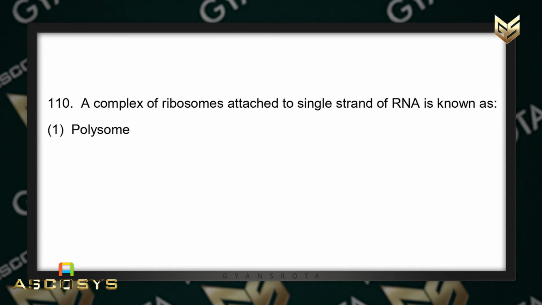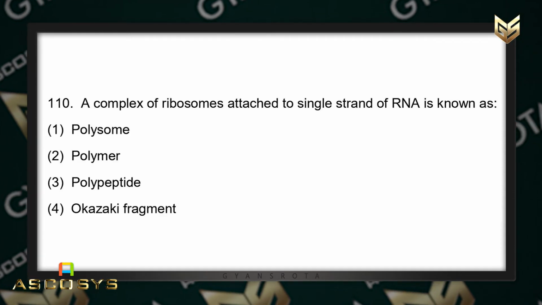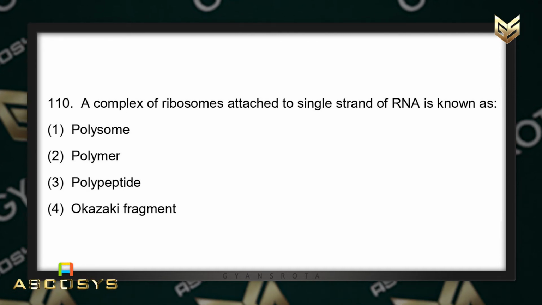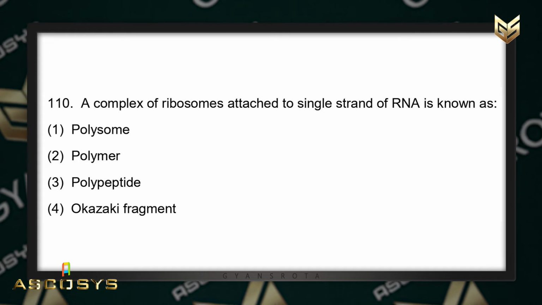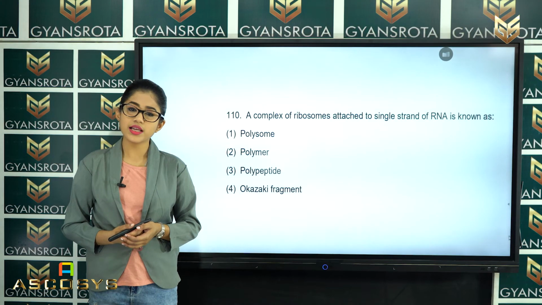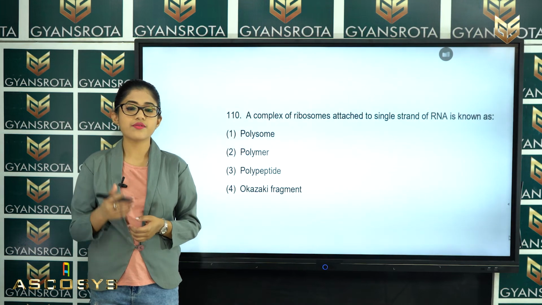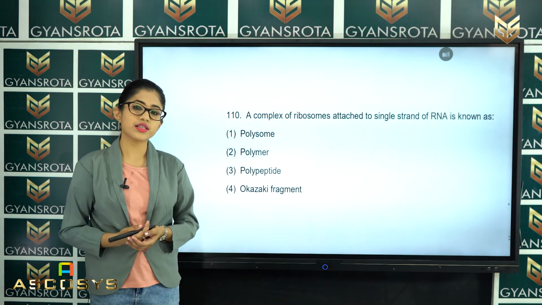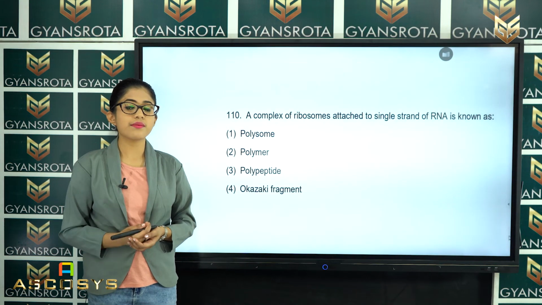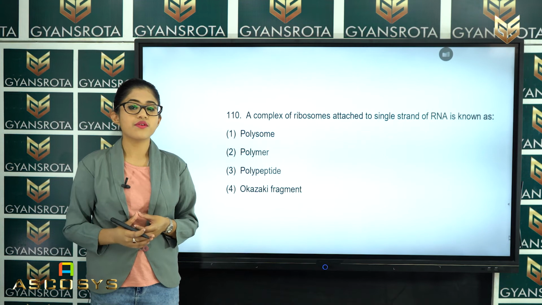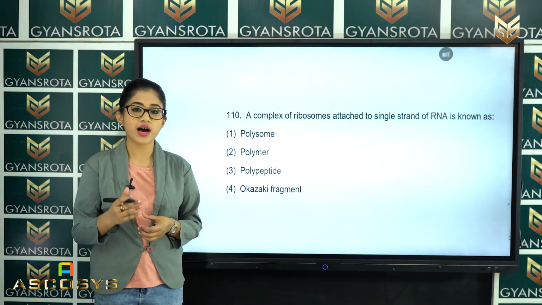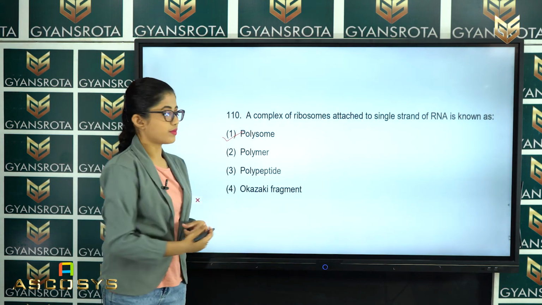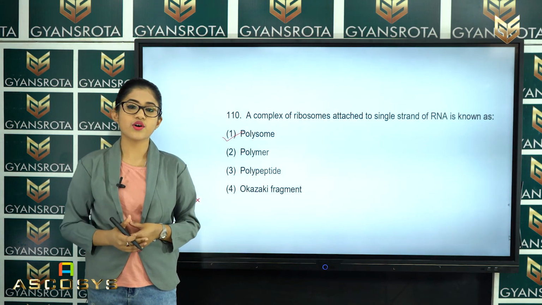A complex of ribosome attached to a single strand of RNA is known as polysome, polymer, polypeptide or Okazaki fragments. Well, this is a very easy question and we have discussed it in the chapter Cell, the Unit of Life. So, what is the correct answer among these options? Which among them is a complex of ribosomes attached to a single strand of RNA? That is option number 1, polysome. So, polysome is the right answer of this question.